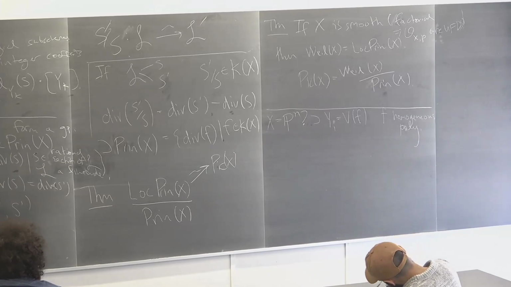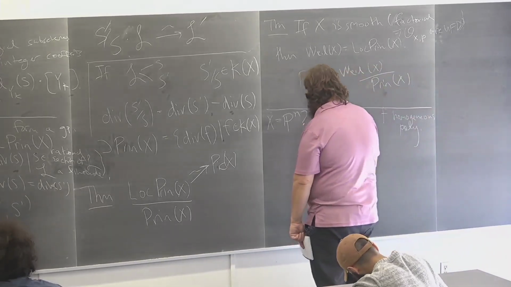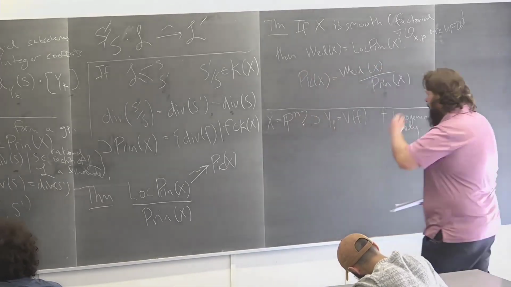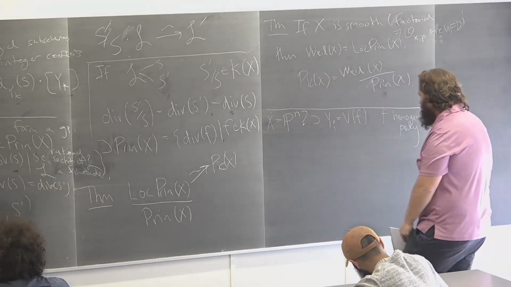All right, so that means that if I have some Weil divisor, Pn is smooth, so I don't have to worry about whether something is locally principal. Everything's going to be locally principal.